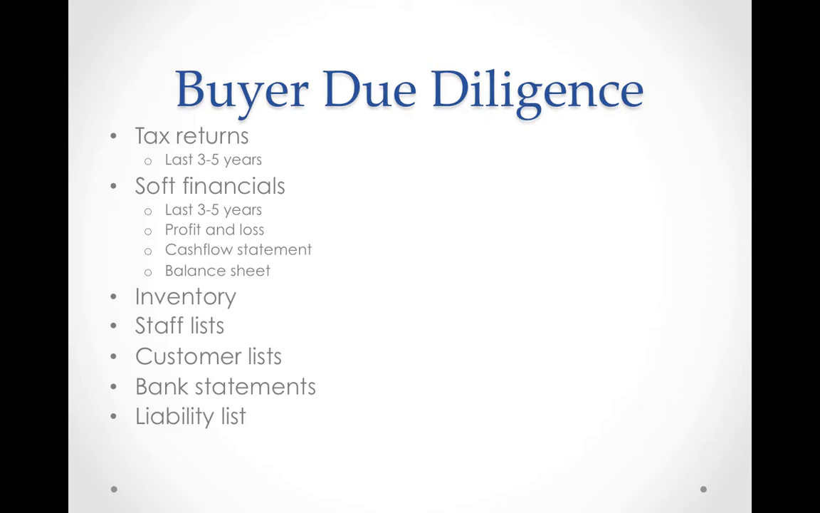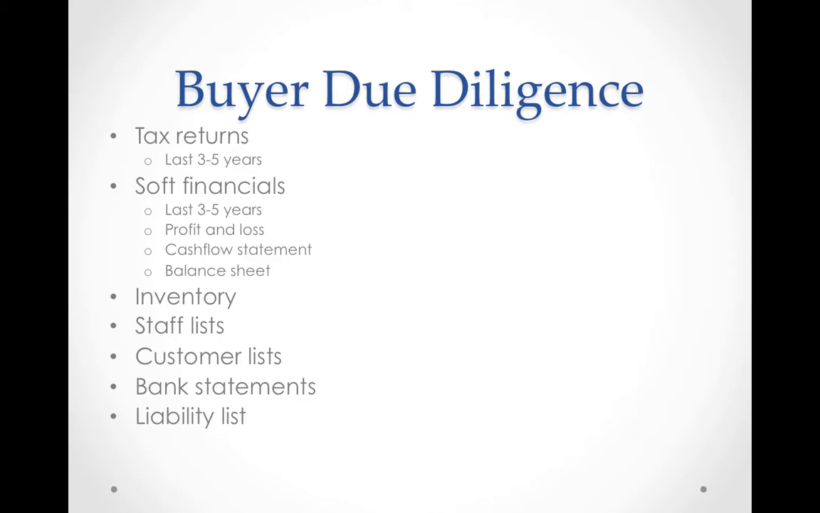On what we call the soft financial stuff, so nothing that's really sort of guaranteed or validated. Again, 3 to 5 years on profit and loss statements, cash flow statements, balance sheets. The profit and loss, the P&L, is going to be obviously the most important. It's a really quick and dirty way for a potential buyer to say, hey, I like this, I don't like it, and so on.